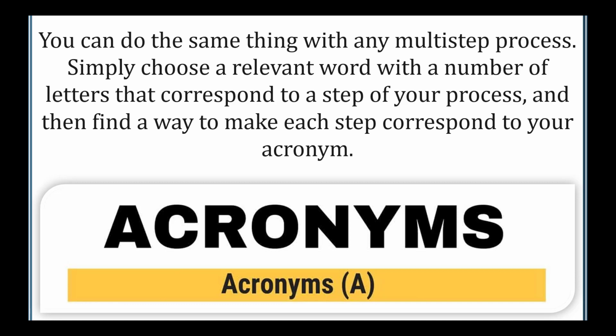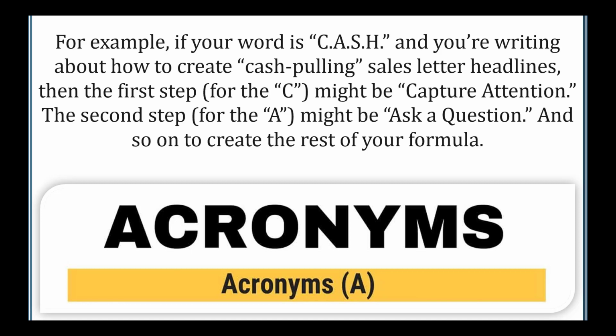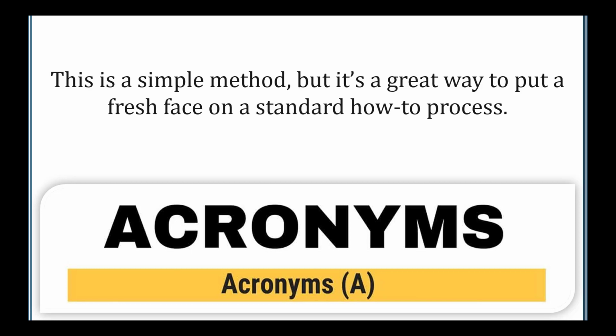Simply choose a relevant word with a number of letters that correspond to a step of your process, and then find a way to make each step correspond to your acronym. For example, if your word is cash and you are writing about how to create cash pulling sales letter headlines, then the first step for the C might be capture attention. The second step for the A might be ask a question, and so on to create the rest of your formula.